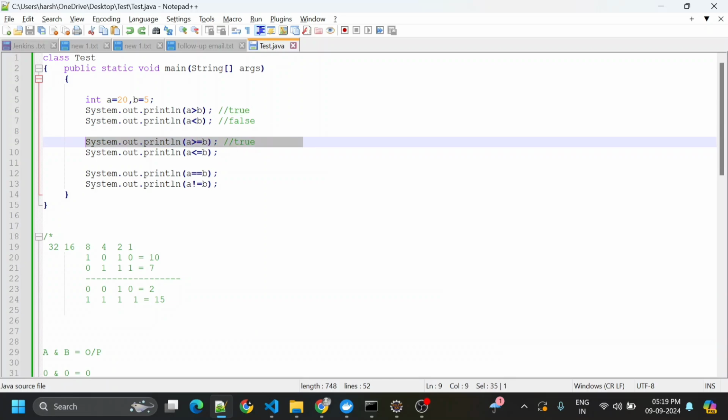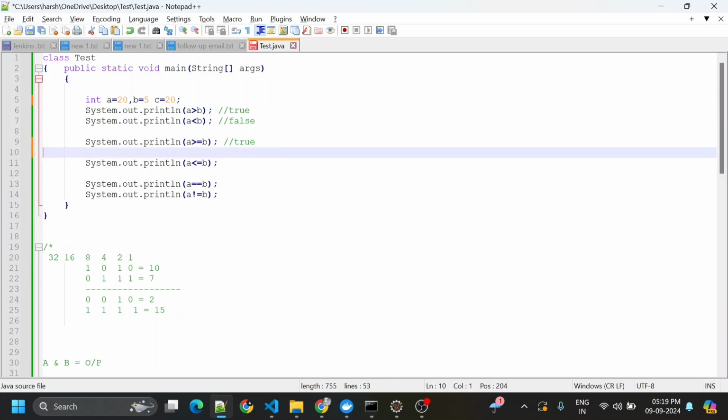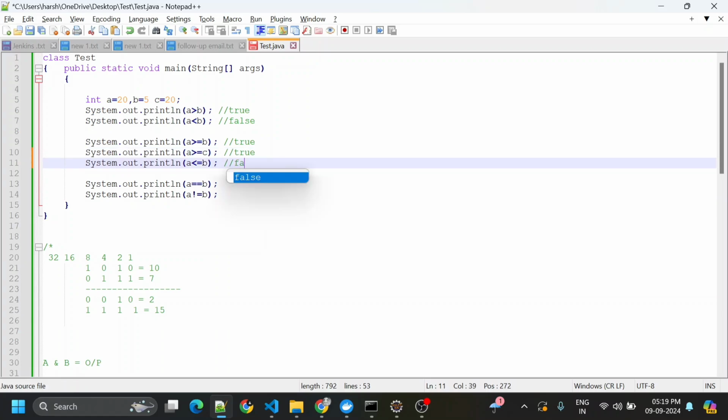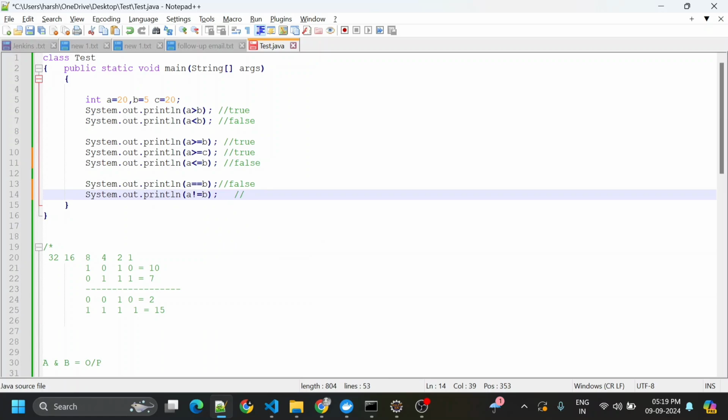Now, don't believe me. Let me write c equals 20 over here, and for 5 we can write anything. And let me copy this and paste it over here. Okay, and I'll write a c. So here we should get true, and here we should get false, then again false, then again true, right? Because a is not equal to b, that is true.